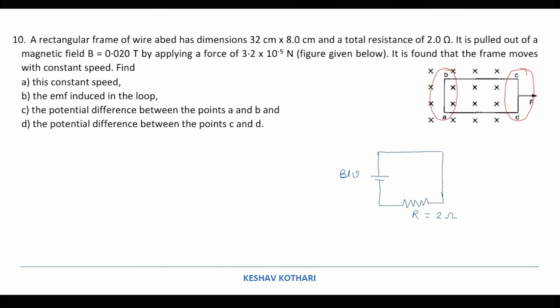So now due to this, current is going to flow in this frame, which we are calling I. So I current is going to flow in this frame, and the value of current can be calculated as BLV upon resistance R.